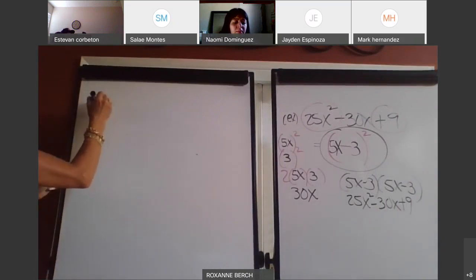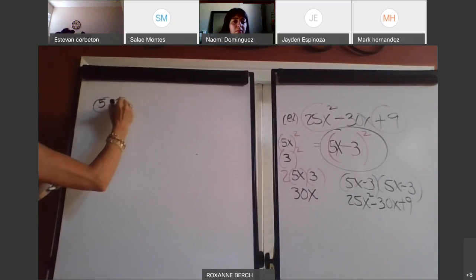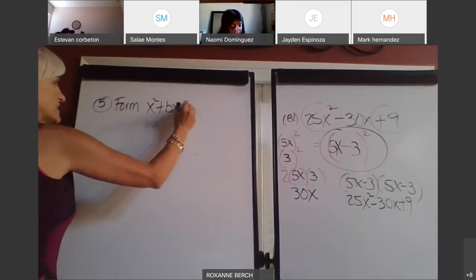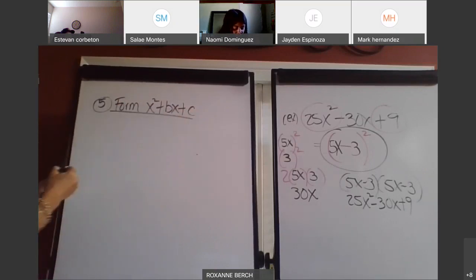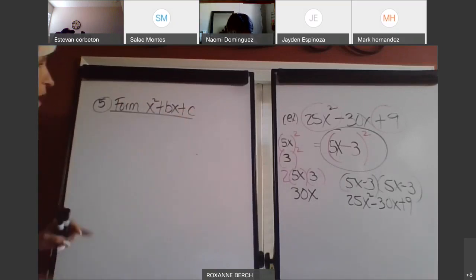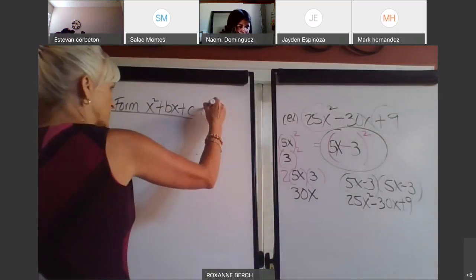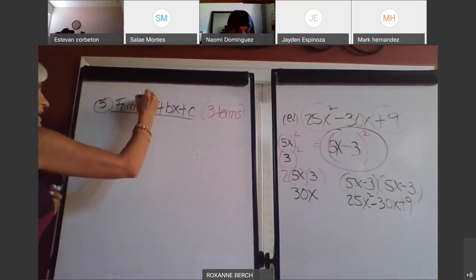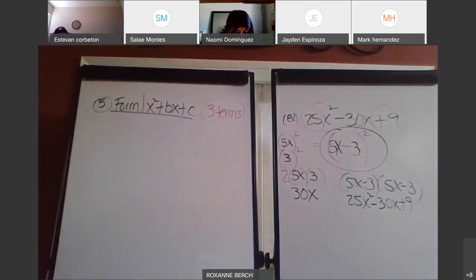The next case is factor method 5, and it's the form x squared plus bx plus c. It is a special case. I'll tell you why, but this is 3 terms. And the reason why it's a special case is because that's a 1.